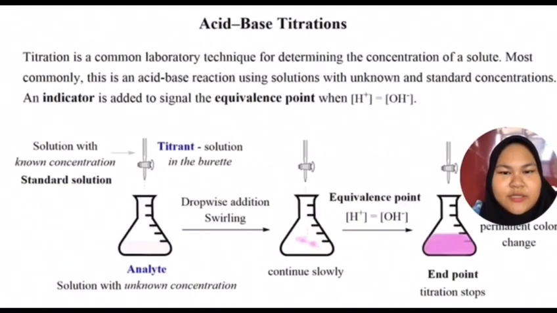Titration is a common laboratory technique for determining the concentration of a solute. Most commonly, this is an acid-base reaction using solution with unknown and standard concentration. An indicator is added to signal the equivalence point when H plus equal to OH minus. In this picture, we can see how the color is changing.